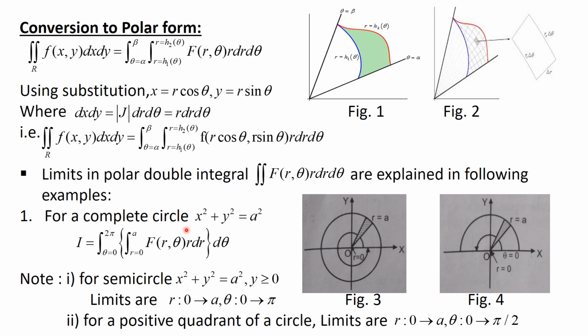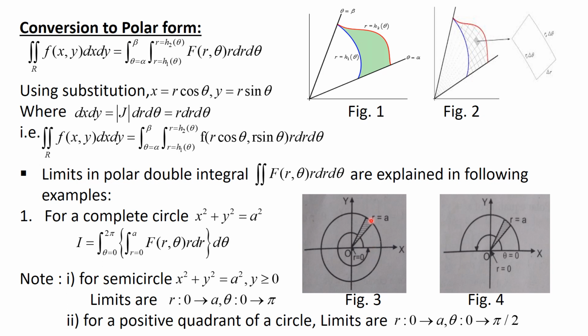So consider the first example over the circle x square plus y square equal to a square, which represents a circle with center at origin and radius a. We can consider this by converting from Cartesian form to polar form. So our integral of f of xy dx dy can be treated using the substitution x equal to r cos theta, y equal to r sin theta, dx dy equal to r dr d theta. Now what are the limits for r and theta?